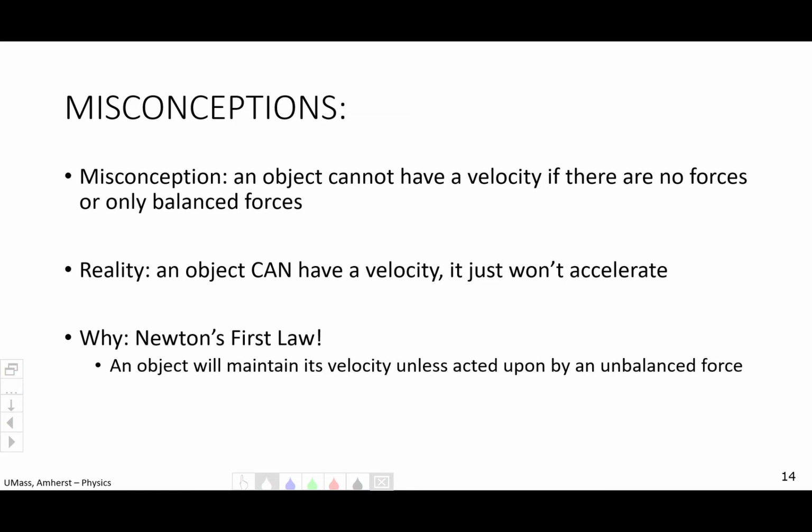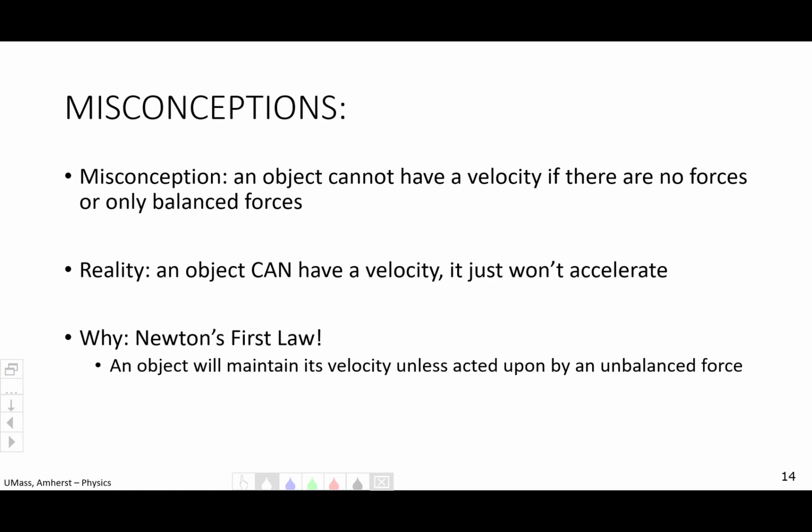So the first misconception that I often see in students is this idea that they think an object cannot have a velocity if there are no forces on it, or if there are only balanced forces on it. So that is not true. That is a misconception. The reality is that an object can have a velocity with no forces or only balanced forces, but it will not accelerate.